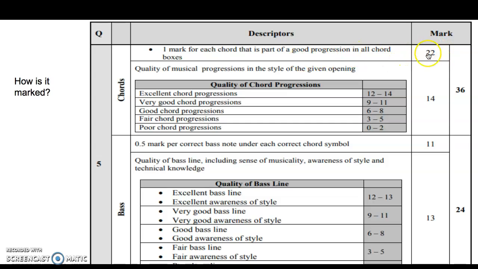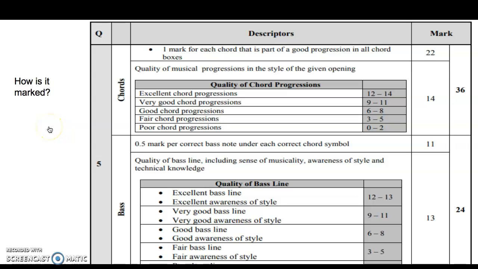This is marked out of 60 in total. Then second, the quality of musical progressions. This is where you get 14 marks in total, and it's broken down into 5 different bands. Excellent chord progressions, very good chord progressions, fair chord progressions, and poor chord progressions. I'll let you look at that a little bit more yourself, and we will be dealing with chord progressions in a moment. And then the remaining 24 marks are for your bass line.